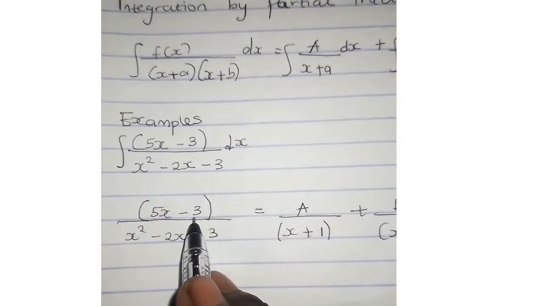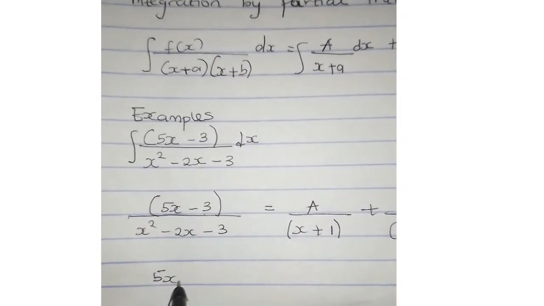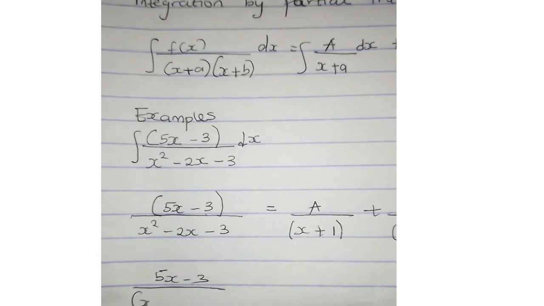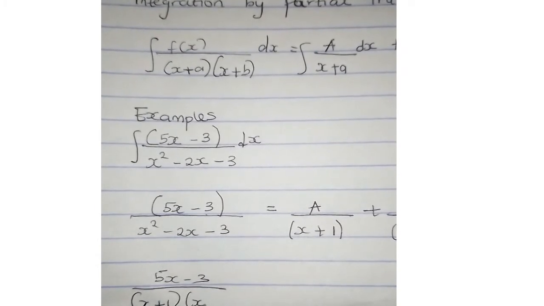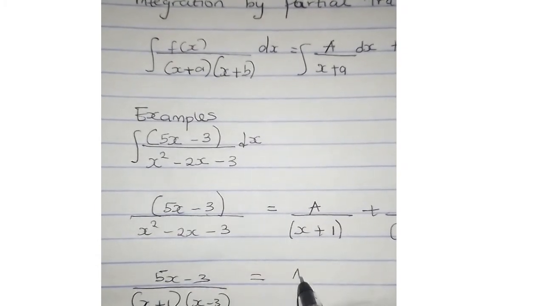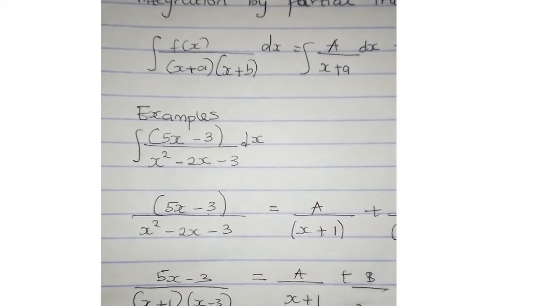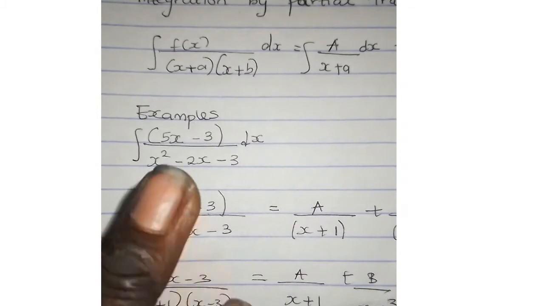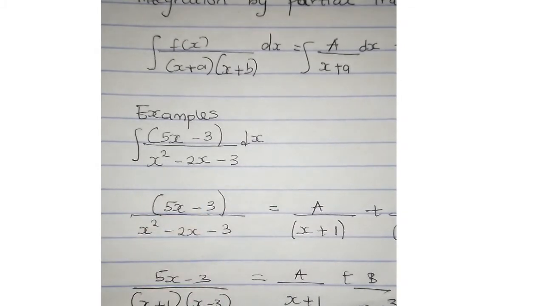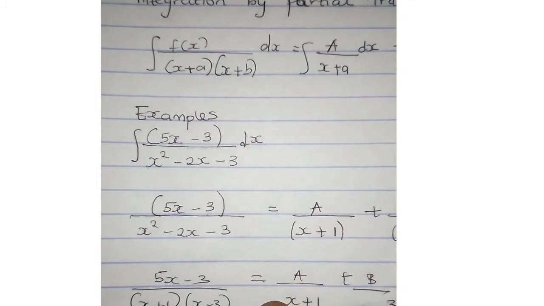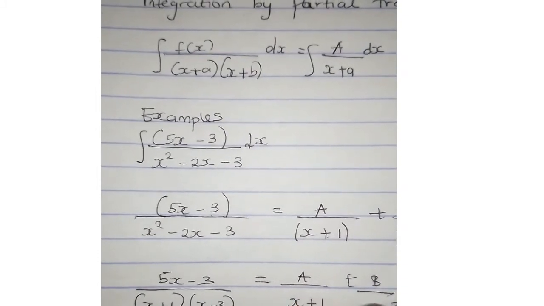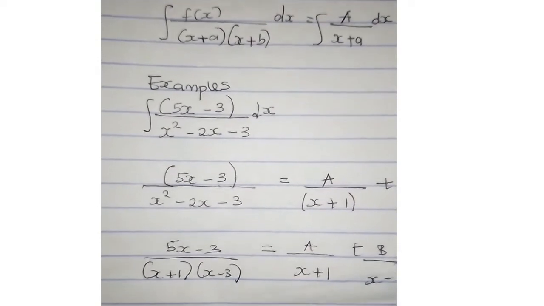You can also rewrite this to be 5x minus 3 over (x plus 1)(x minus 3) equals a over x plus 1 plus b over x minus 3. So we can also rewrite this like this. So now we should multiply through by the common denominator. When we multiply through, this is going to cancel out because the denominators are all the same. So this is going to cancel out.